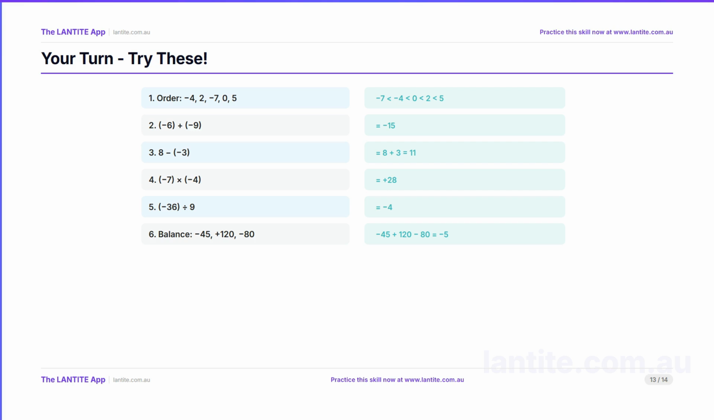And problem 6. A LANTITE-style problem about a bank account. Starting at -$45 means you are overdrawn. But the deposit of $120 is added, then you withdraw $80. Work through it step by step. The answers are on screen.